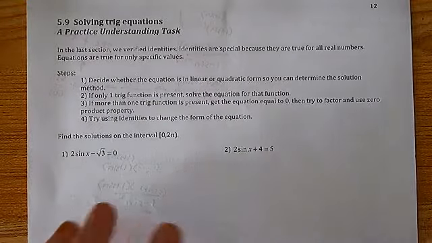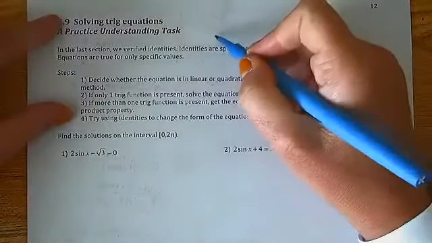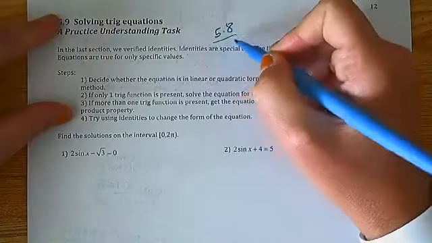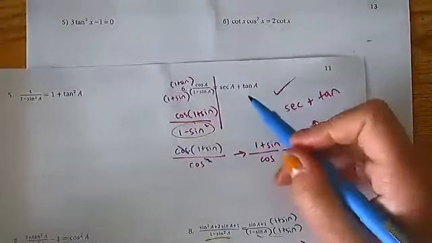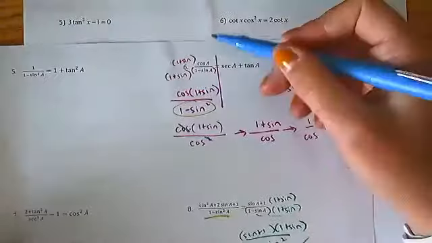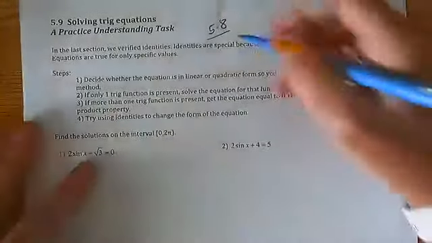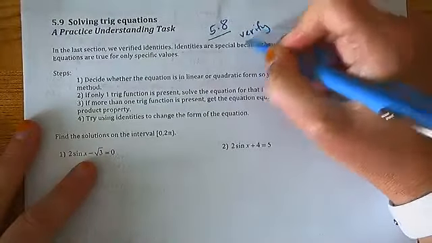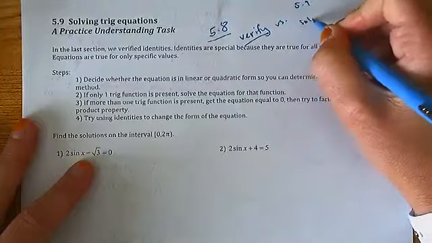So the biggest difference between these ones versus 5.8. In 5.8, remember that you could not work with both sides of the equation, right? So like you couldn't cross multiply, you couldn't subtract one thing to the other side. You had to pick a side and work with it because the direction said to verify. That's the big difference. In 5.8, you were verifying identities, versus in 5.9, you are actually solving.